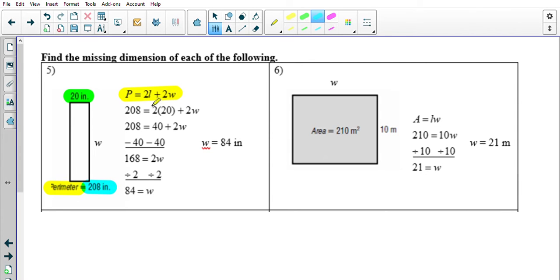So I've got 208 equals 2 times 20 plus 2W. Let's simplify. 2 times 20, of course, is going to get us 40. And now at this step, which I'm going to highlight in purple, we just have a two-step equation, which we know how to solve. We've been seeing this for the last several units, and we've been reinforcing this as well. So subtract 40 from both sides, divide by 2. We get that our width is 84 inches. And our label is just inches in this case since it's a dimension.